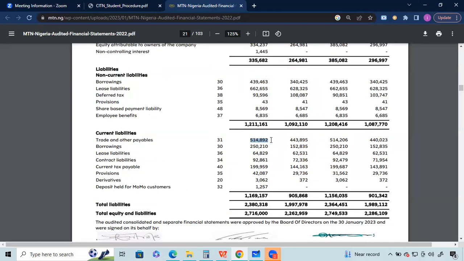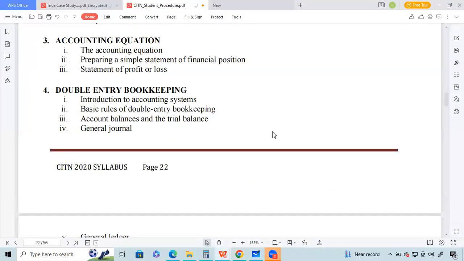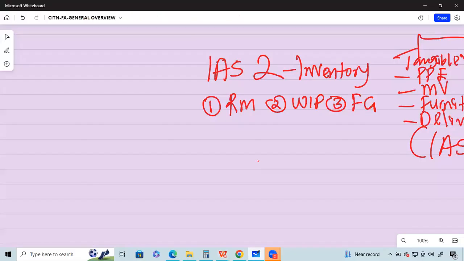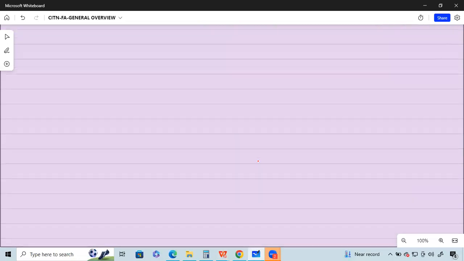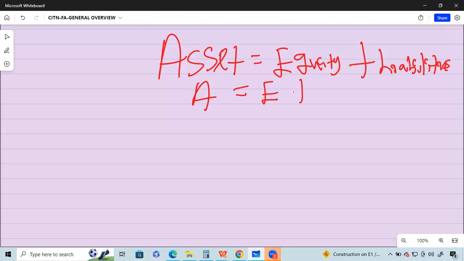Then another thing that we also have in our syllabus, we're also going to be talking about the accounting equation. What is the accounting equation? Accounting equation is assets equal to equity plus liability. Sometimes we call it A equals E plus L. Accounting equation is assets equal to equity plus liability.